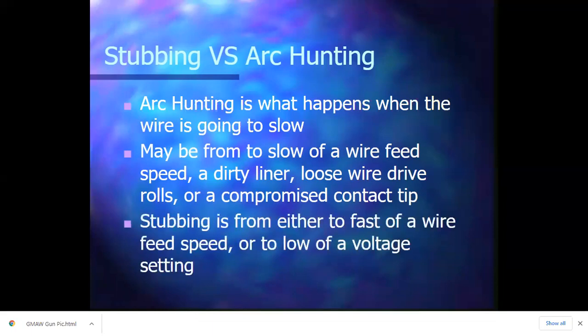Stubbing is either from too fast of a wire speed or too low of a voltage setting. So stubbing is the exact opposite of arc hunting. You've got too much wire coming out too fast and not enough voltage to burn it off.